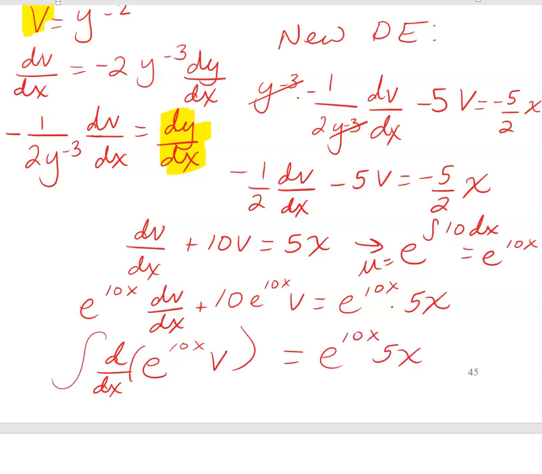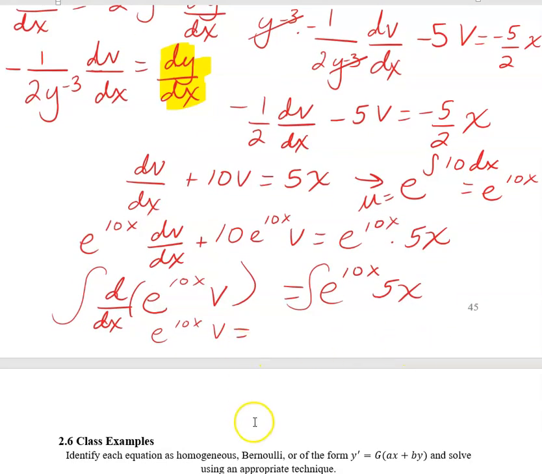So if we integrate both sides now, we get e to the 10x times v equals, now here's the fun part, and I'm going to skip the details for now, but the integral of e to the 10x times 5x would require integration by parts. So I've already worked it out. Let me just tell you what that is for time's sake. I am getting x over 2 e to the 10x minus 1 over 20, I believe, e to the 10x plus c.